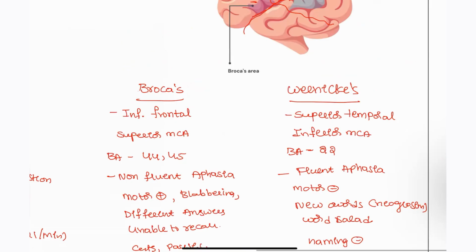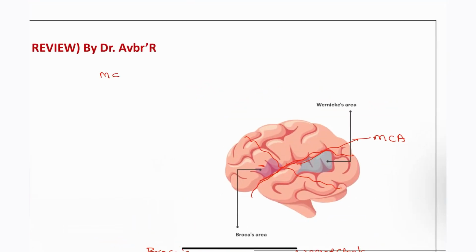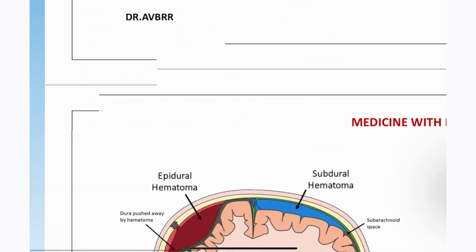Next, among all the aphasias, what is the most common? The most common will be anomic aphasia. Okay, and what is the cause for this? Usually post-trauma. Those who are suffering from severe post-head trauma will be associated with anomic aphasia, right?